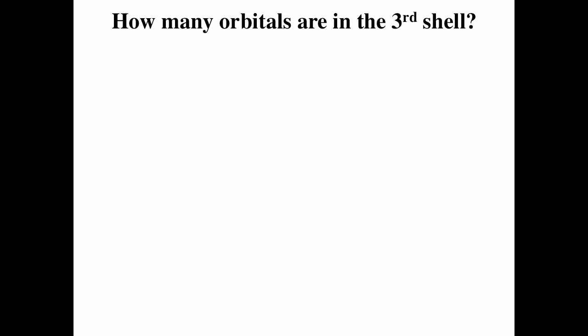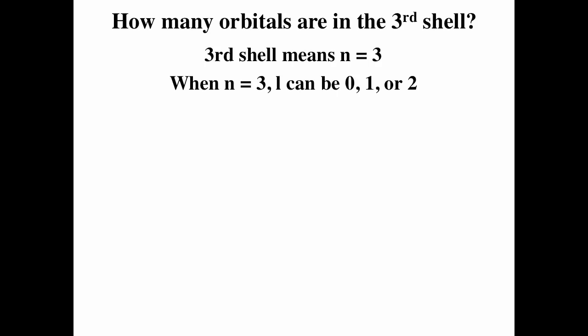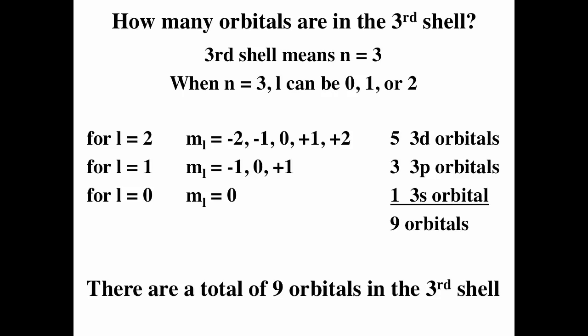And so a question you could see is how many orbitals are in the third shell? Well, third shell means n equals 3. When n equals 3, L can be 0, 1, or 2. And so when L is 0, m sub L is 0, that corresponds to a single 3s orbital. When L equals 1, you have minus 1, 0, and plus 1 for m sub L. That corresponds to 3 3p orbitals. When L equals 2, m sub L can be minus 2, minus 1, 0, 1, and 2. That gives you 5 3d orbitals. And so 5 plus 3 plus 1 gives you 9 orbitals. And so there are a total of 9 orbitals in the third shell.